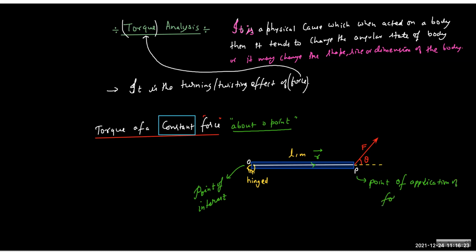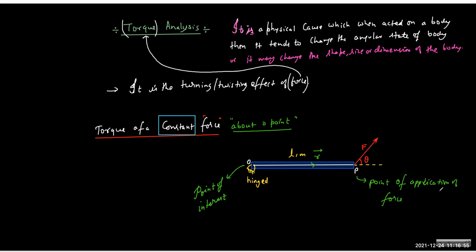There is a hinge force also, but that is not an applied force, right? The hinge is acting on the body, which is for sure. What is the force applied by? The agent. So you may ask, what is the torque of the force acting on the hinge? The answer is zero, because the hinge will not turn about the hinge itself. So this is the point of application of force.